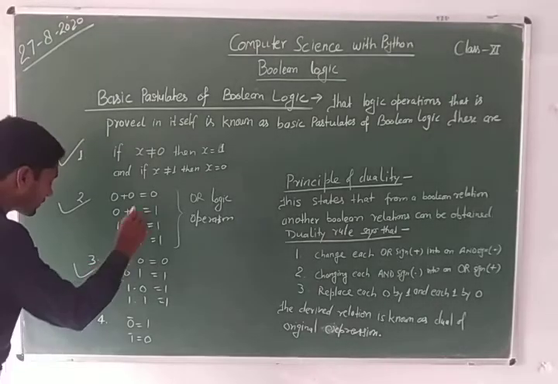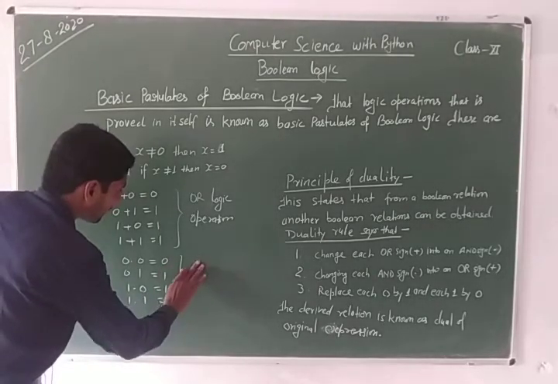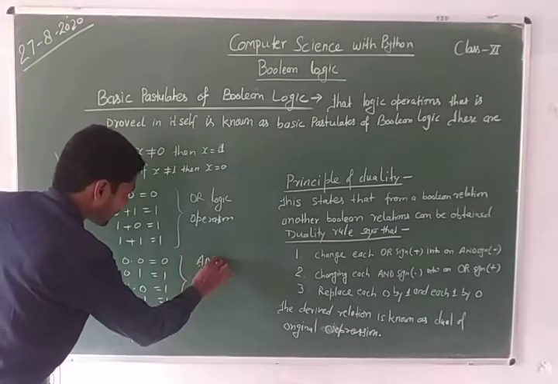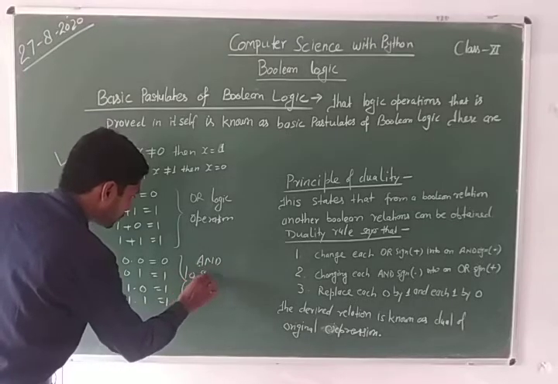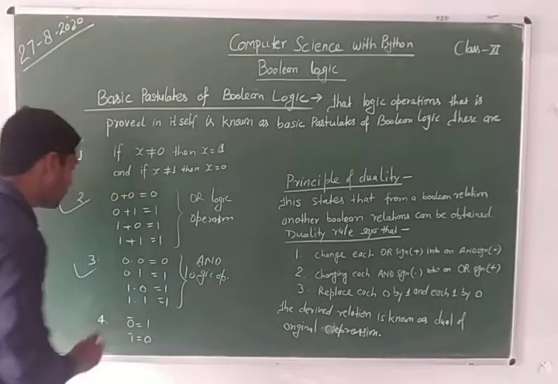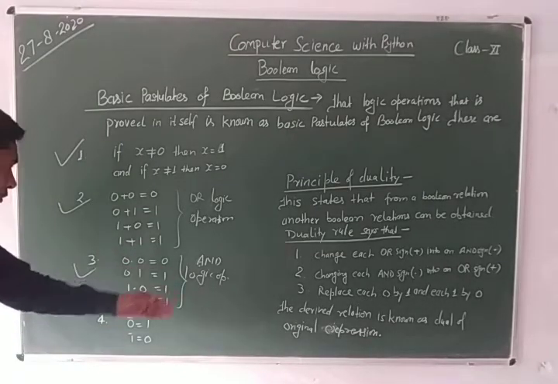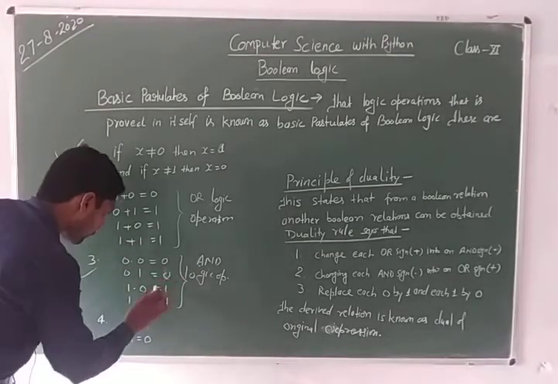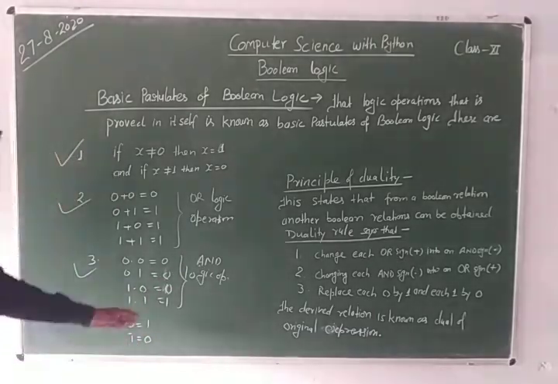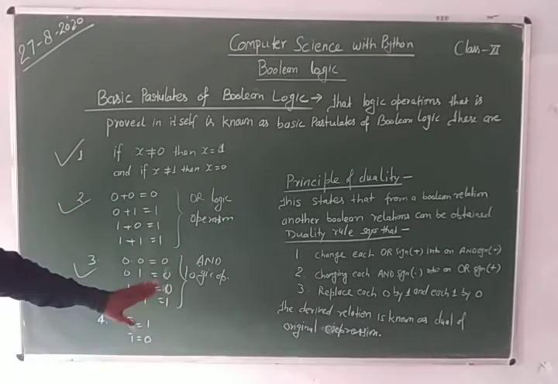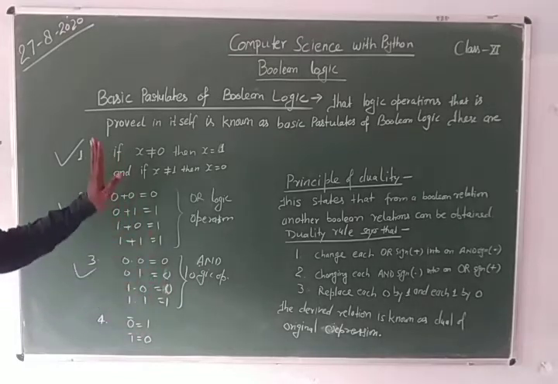Third rule is related with the AND logic operation. This says that 0.0 is equal to 0, 0.1 is equal to 0, 1.0 is equal to 0, and 1.1 is equal to 1. It means it gives output 1 when both inputs are 1.